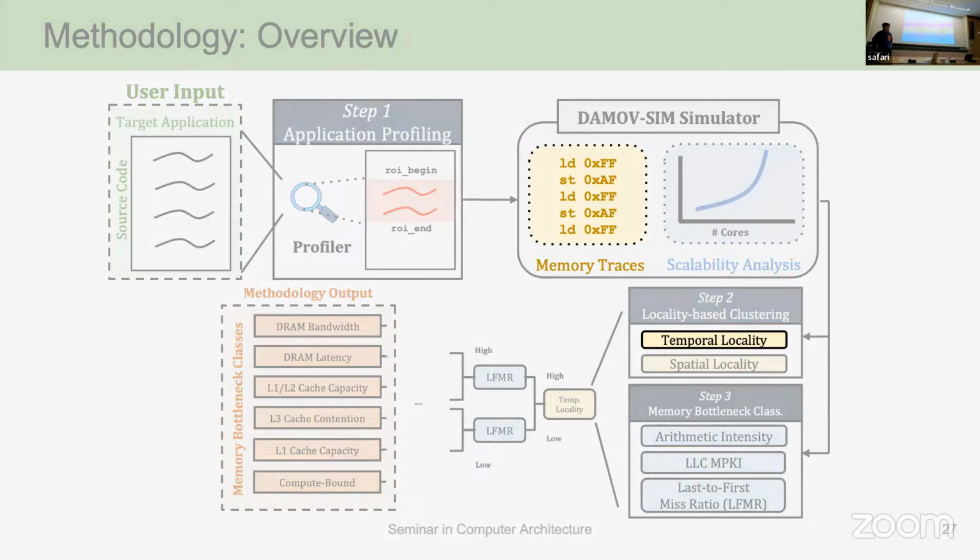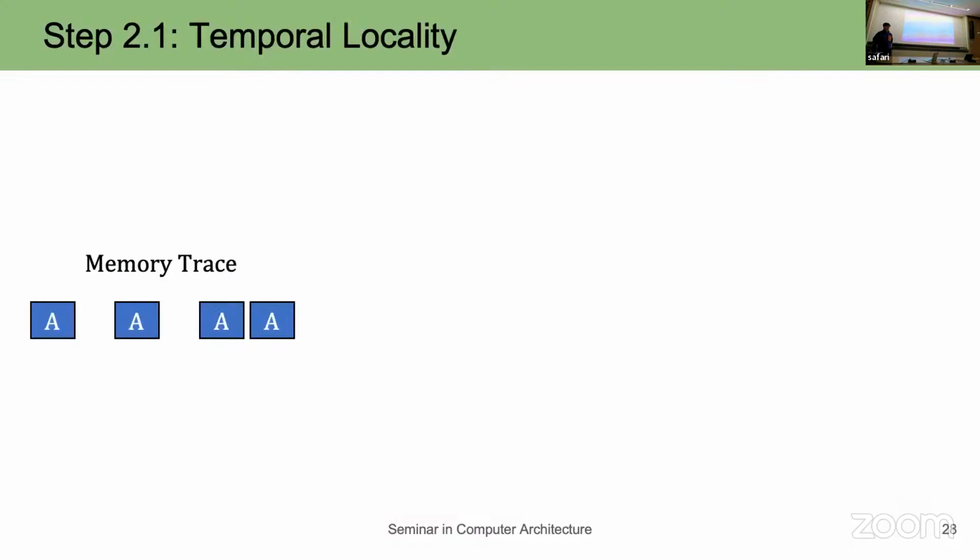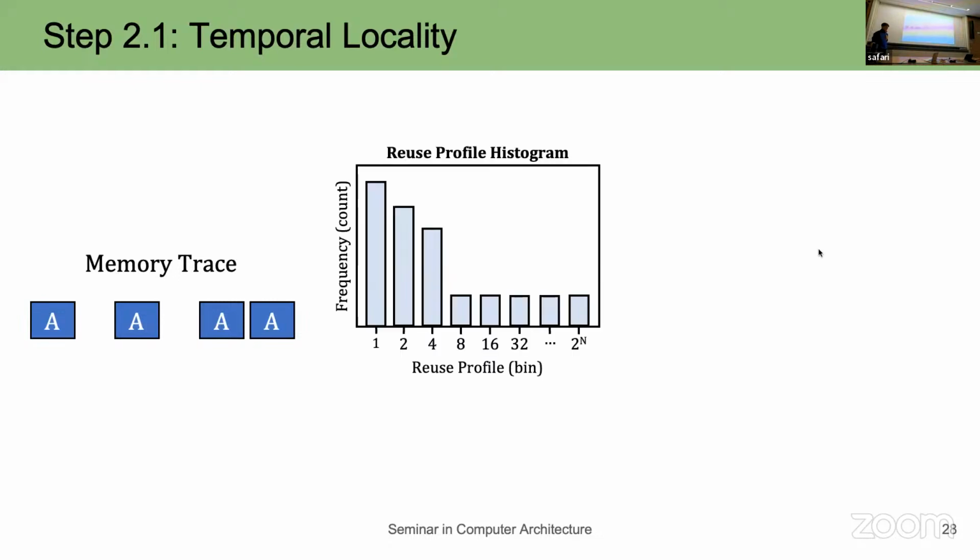In the second step, we'll look at the memory traces. In this example, the temporal locality. Most of you have probably seen this in the digital design and computer architecture course. If not, this is a quick rundown. So for example, in this memory trace, we can see that the memory address A gets accessed 4 times. And then if we build a reuse profile histogram, we would, for example, see this kind of pattern, increment the bin which corresponds to a memory address being accessed 4 times.